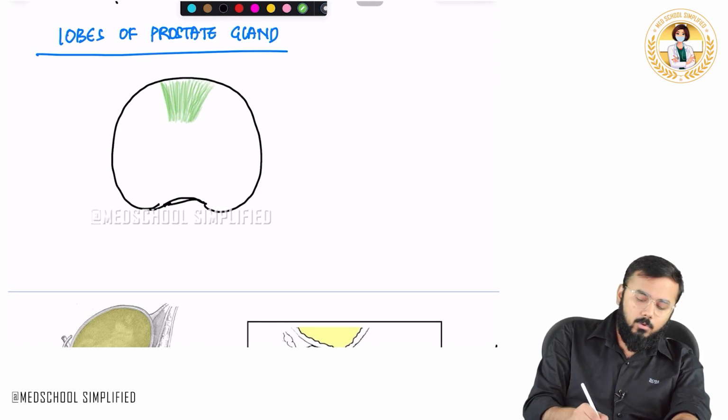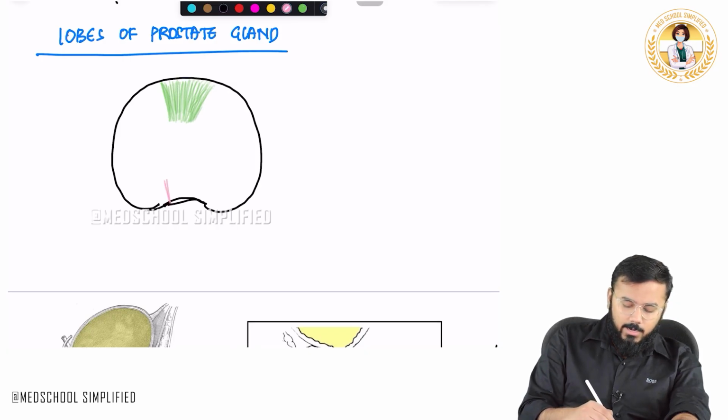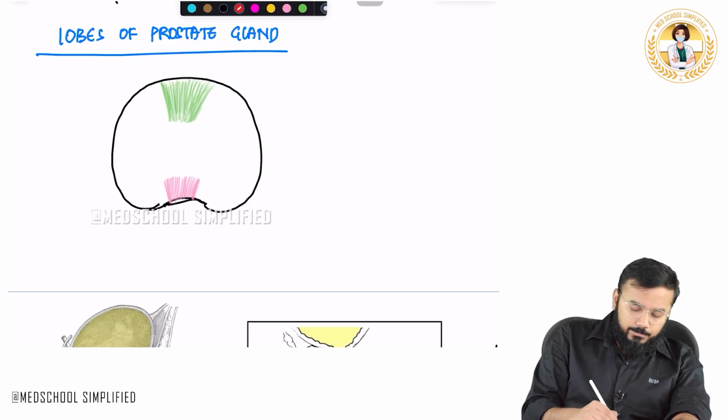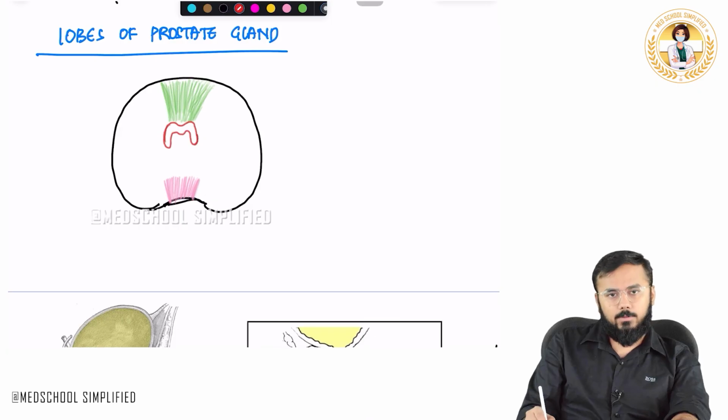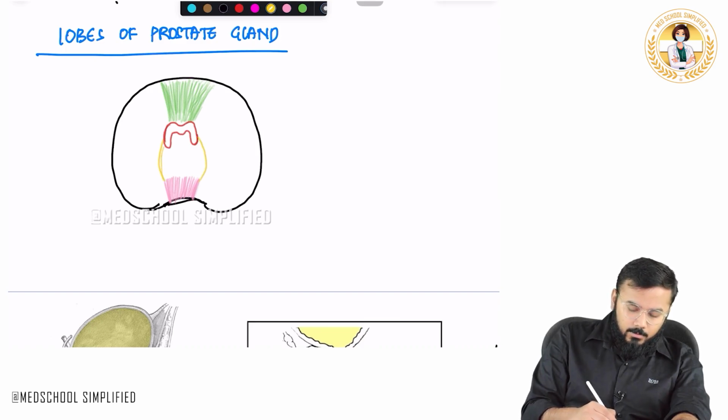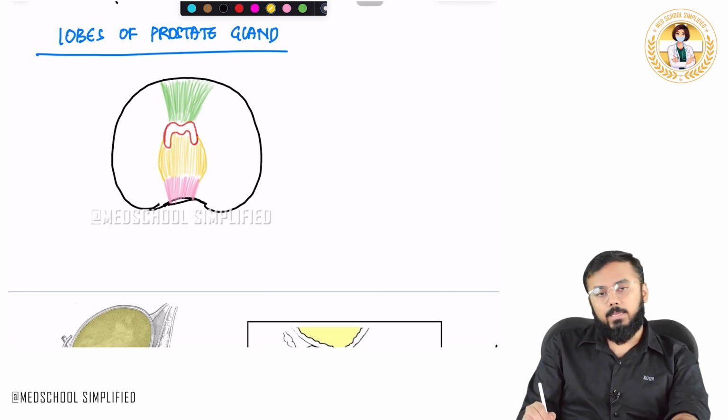After the anterior lobe, down here, you have another important structure, which is called your posterior lobe. One is your anterior lobe, another is your posterior lobe. Next, you see another structure, which is called your urethra. After the urethra, this part which you can see over here is called the median lobe.